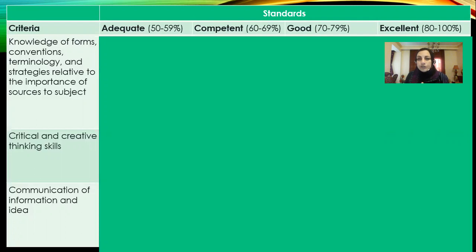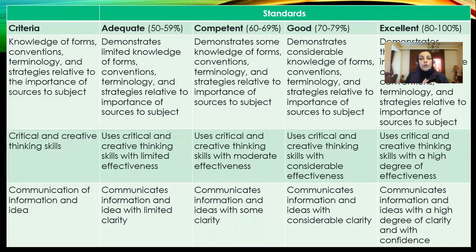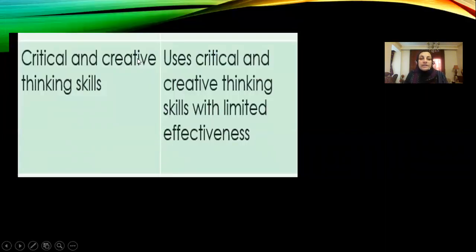But how do we know which student takes what? Very easy. You put descriptors. So here in front of each criterion, there is a descriptor telling you how much this student should score. So if we were to focus down on critical and creative thinking, for example, and you ask me, what does it take for a student to be a starting student or a mediocre student, or 50 to 59% student? I tell you, this is the descriptor. That student should use critical and creative thinking skills with limited effectiveness.